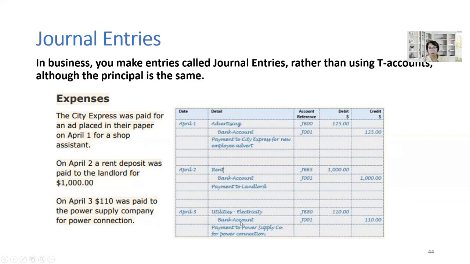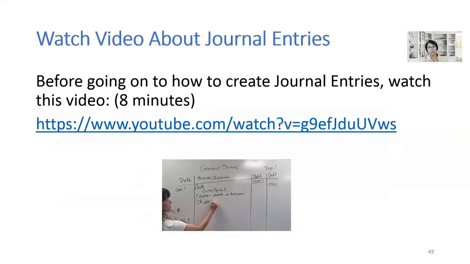And when we wrote a check to the utility company, did our bank account go up or down? Went down, right? Because they took our money. So we credit. Credit means your bank account is decreased. These are what are called journal entries. I just wanted to show you an example of journal entries.